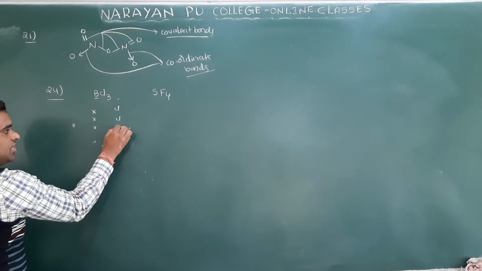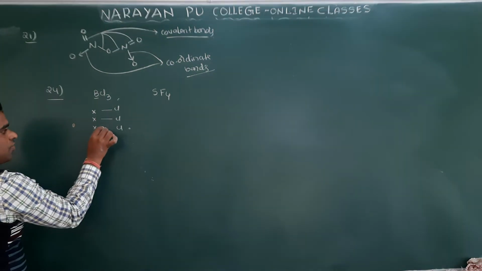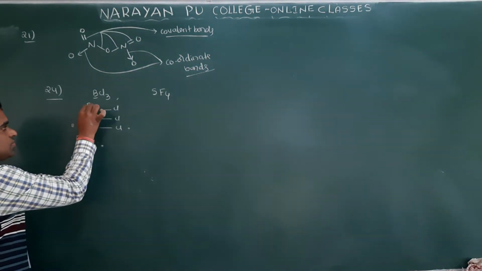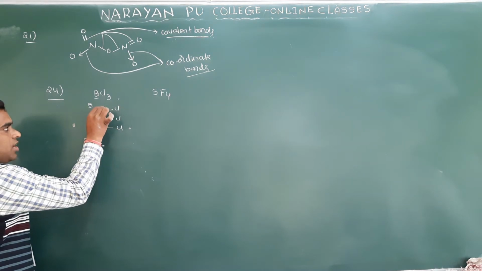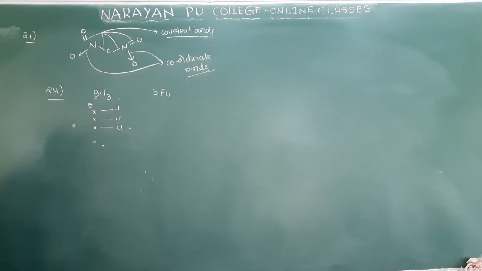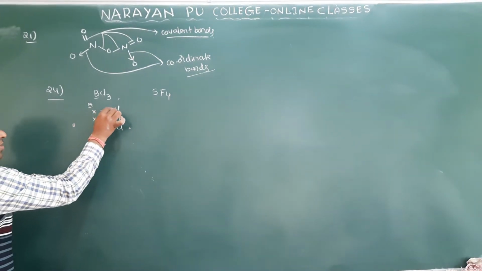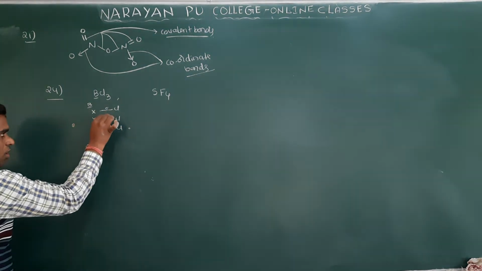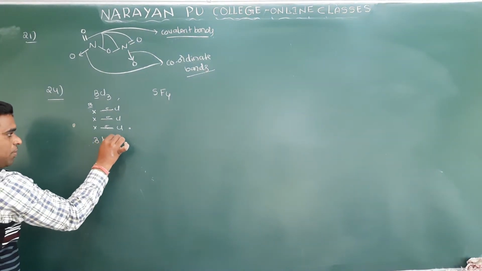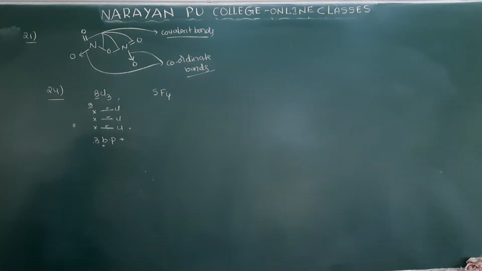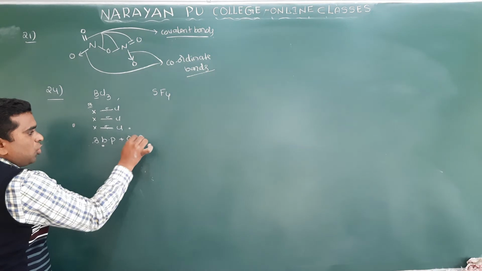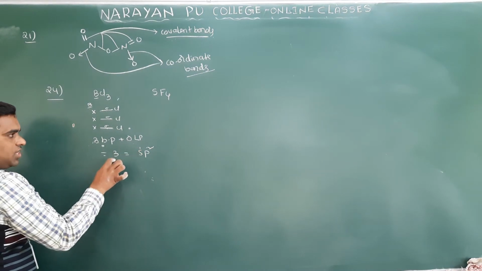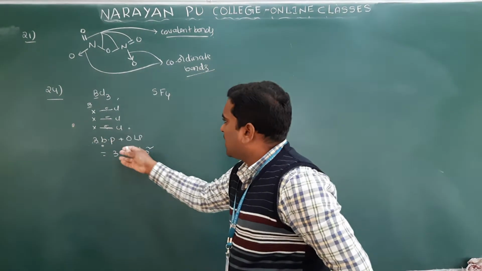3 chlorines are there. Each chlorine needs 1 electron from the boron to form a bond. Chlorine gives 1 electron, boron gives 1 electron, and they form a bond. Clear? A bond forms with 2 electrons. So these 3 bonds we consider as sigma bonds, and as 3 bond pairs. 1 bond means 1 electron pair. 3 bond pairs. Is there any lone pair? 0 lone pairs. So 3 means what is the hybridization? sp2, because 1 plus 2, 3, that is sp2. Clear? This is the hybridization.